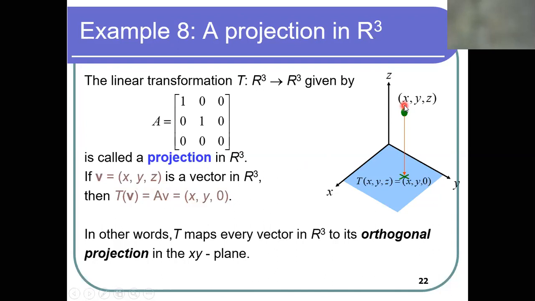It means this is a projection of 3 dimensions onto 2 dimensions, and it can also be written as a 3-dimensional vector whose last component will be 0. So this is just an orthogonal projection of any xyz coordinate onto the xy plane.